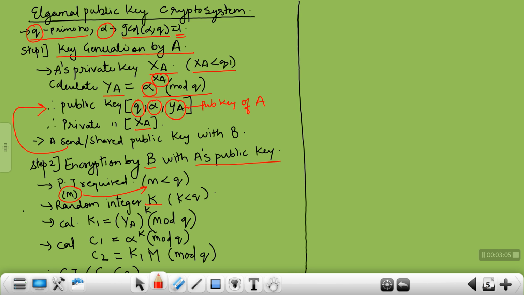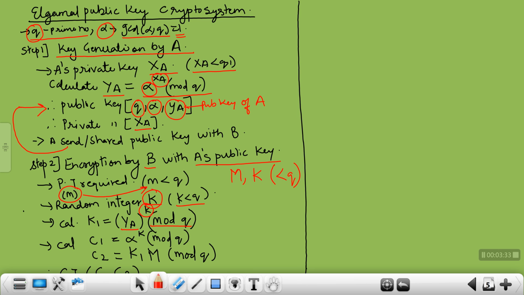So we have chosen a random integer K. In this step we know our plain text M and we have chosen our random integer K, such that both of these should be less than or equal to q, the main value that is provided to you. q is a prime number that is provided. Now we will calculate K1, one more key. The formula for K1 is the public key of A raised to K, the value that we have chosen, mod q.